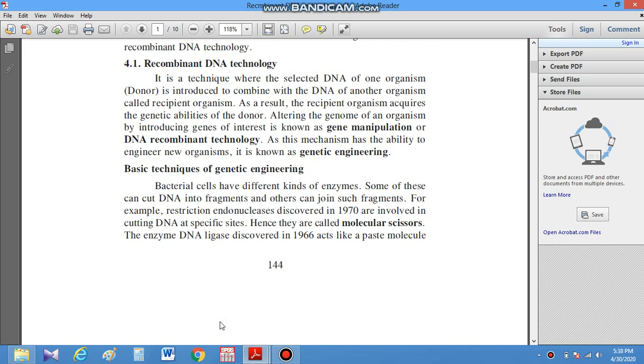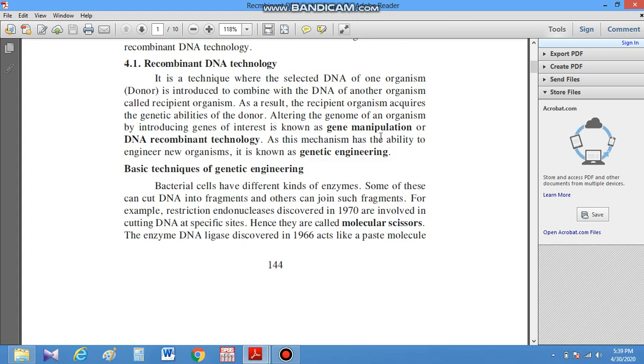As we know, in RDT, the genome of one organism is altered by introducing genes of interest from a donor organism, which results in gene manipulation and the formation of a recombinant. Because the genome, which is basically DNA, is involved, it is called recombinant DNA technology. As this mechanism has the ability to engineer new organisms, it is also called genetic engineering.